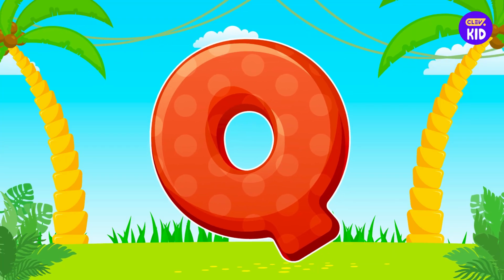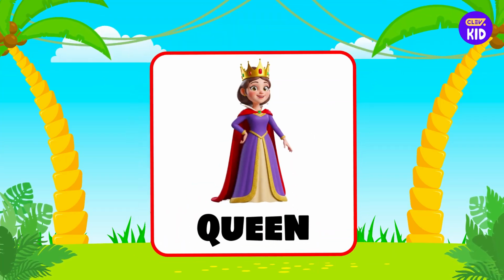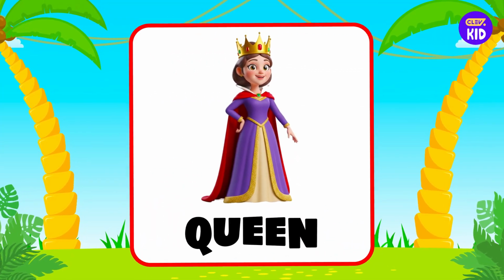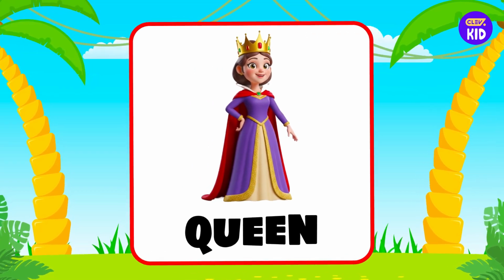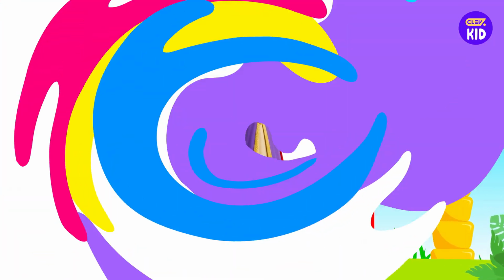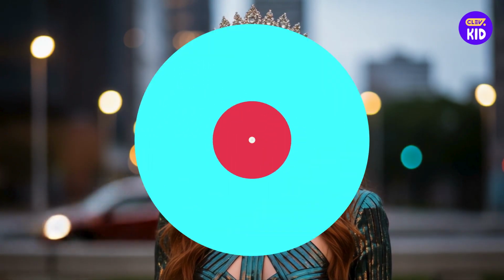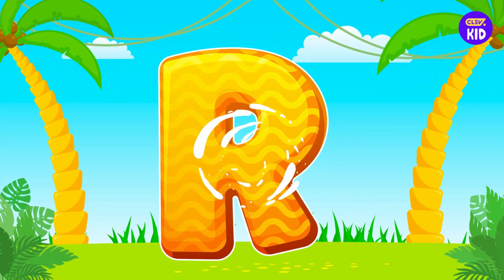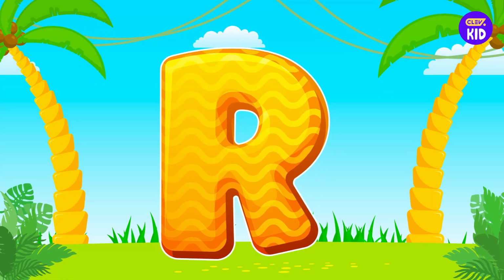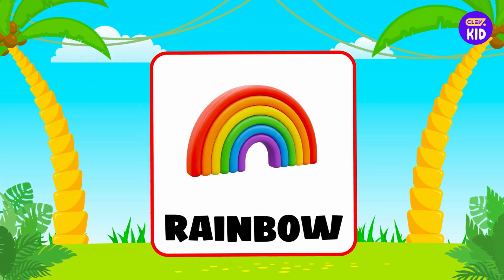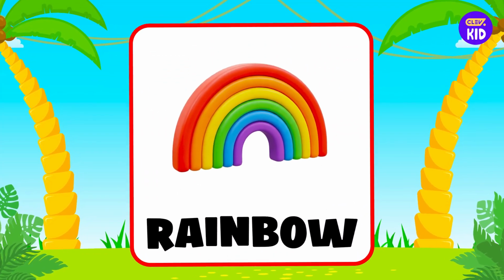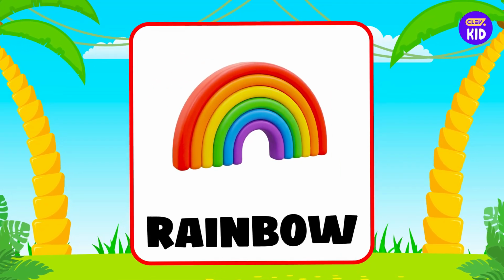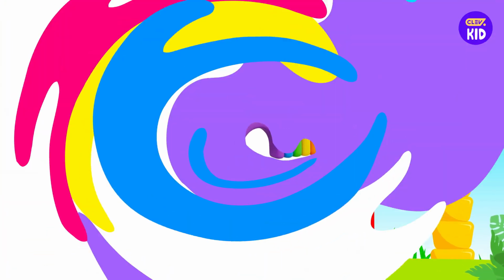This is the alphabet Q. Q is for queen. Q is for queen. This is the alphabet R. R is for rainbow. R is for rainbow.